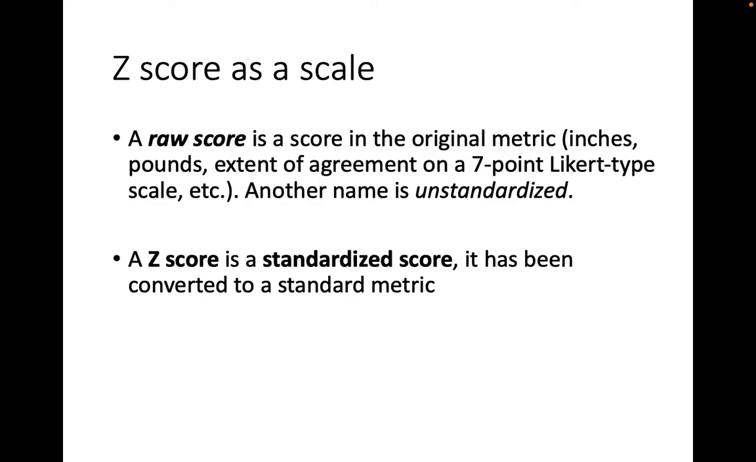Okay, some important terminology. A raw score is a score in the original metric, whatever that metric is. It could be inches, it could be pounds, it could be the extent of agreement on a 7-point rating scale, it could be IQ points, etc. Another name for a raw score is unstandardized. A z-score is a standardized score because it has been converted to a standard metric, the metric being standard deviation units.